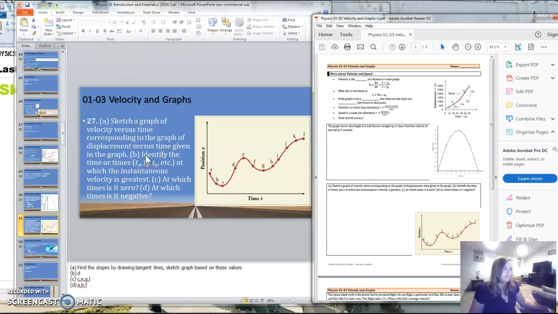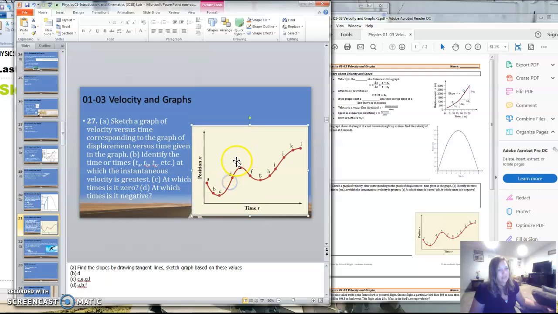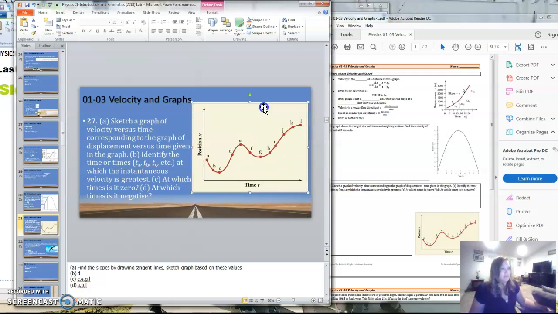Number B says identify the times and values, which time, time A, time B, time C, etc., at which instantaneous velocity is the greatest. In this place it is D. You've got the greatest tangent slope. If you draw that line in here, you'll see a really, really fast tangent slope, and that's why that one is where that is. The rest of these it's growing, but their tangent lines aren't as steep, so they don't have as great a slope.